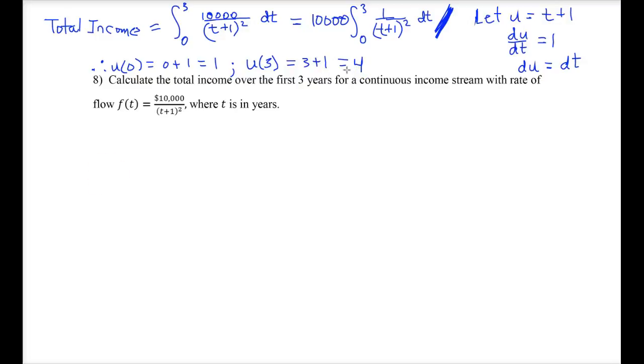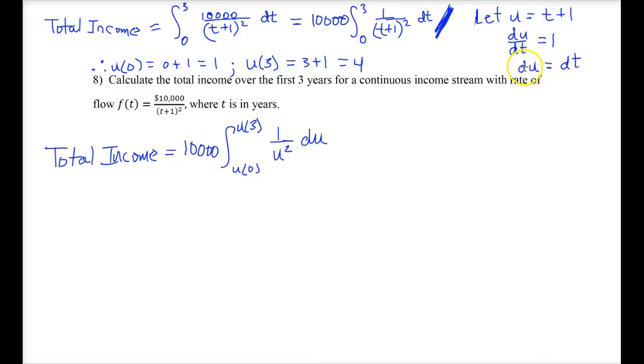Okay. So now that we have everything, our total income is now just going to be the integral from u of 0 to u of 3. And of course, I forgot the 10,000 there, so I'll go ahead and move all of this to make some room for the 10,000. So let's say 10,000 there. And then this will be 1 over u squared du, because of course dt is equal to du, and t plus 1 is equal to u.